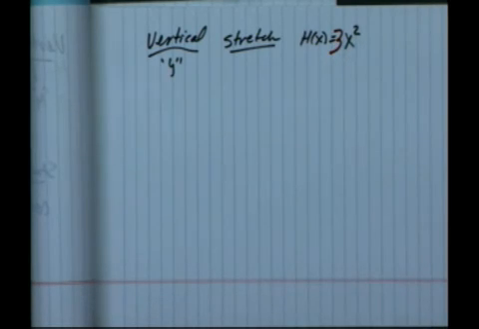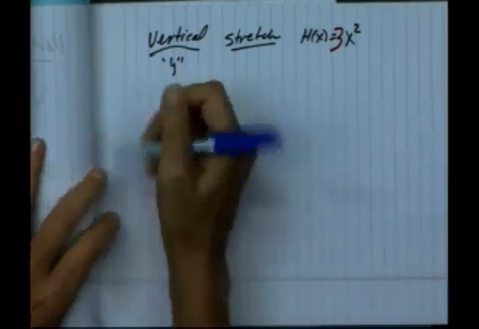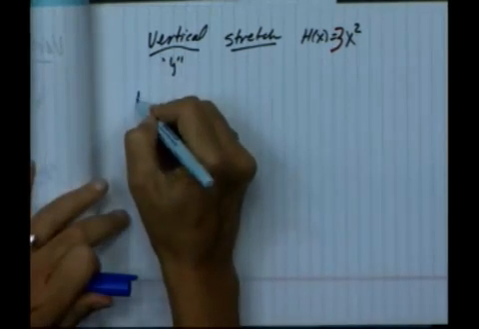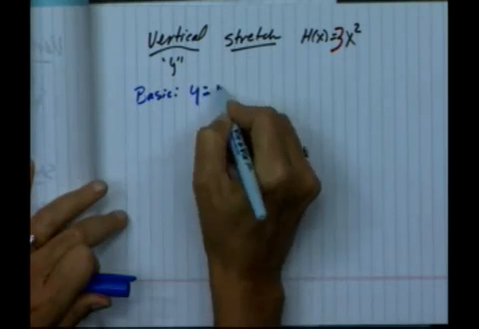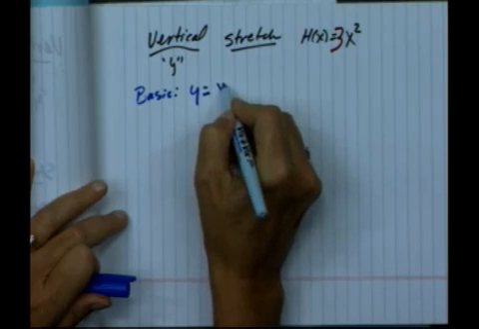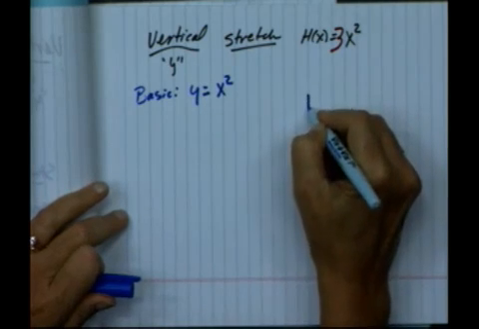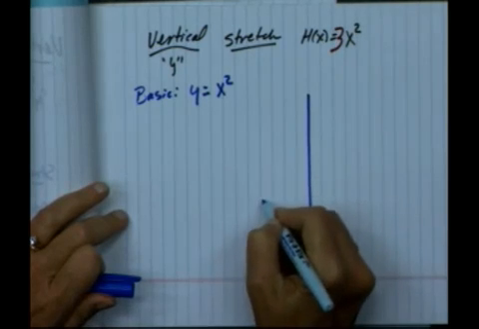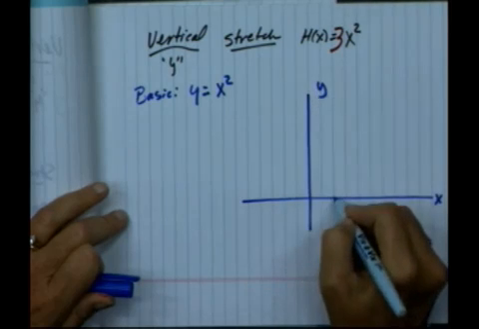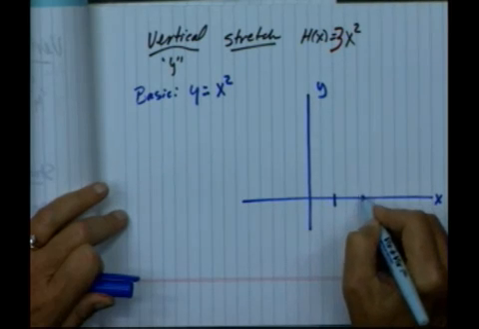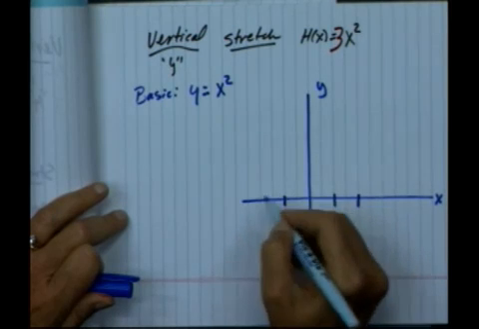Let's not forget what our basic function is. What's our basic function? Y equals x squared, your parabola. Let's just draw it so we can see how it's going to fit on here, and try to spread out the units a little bit so that it'll be clear.